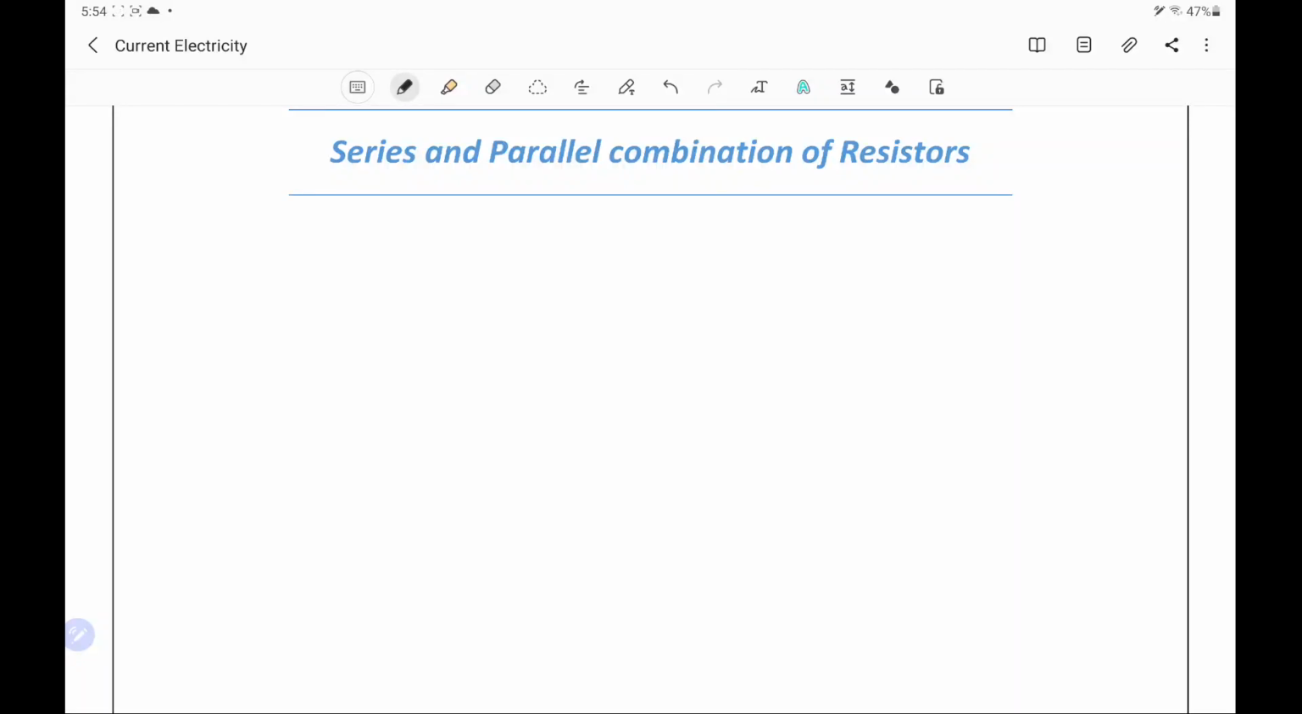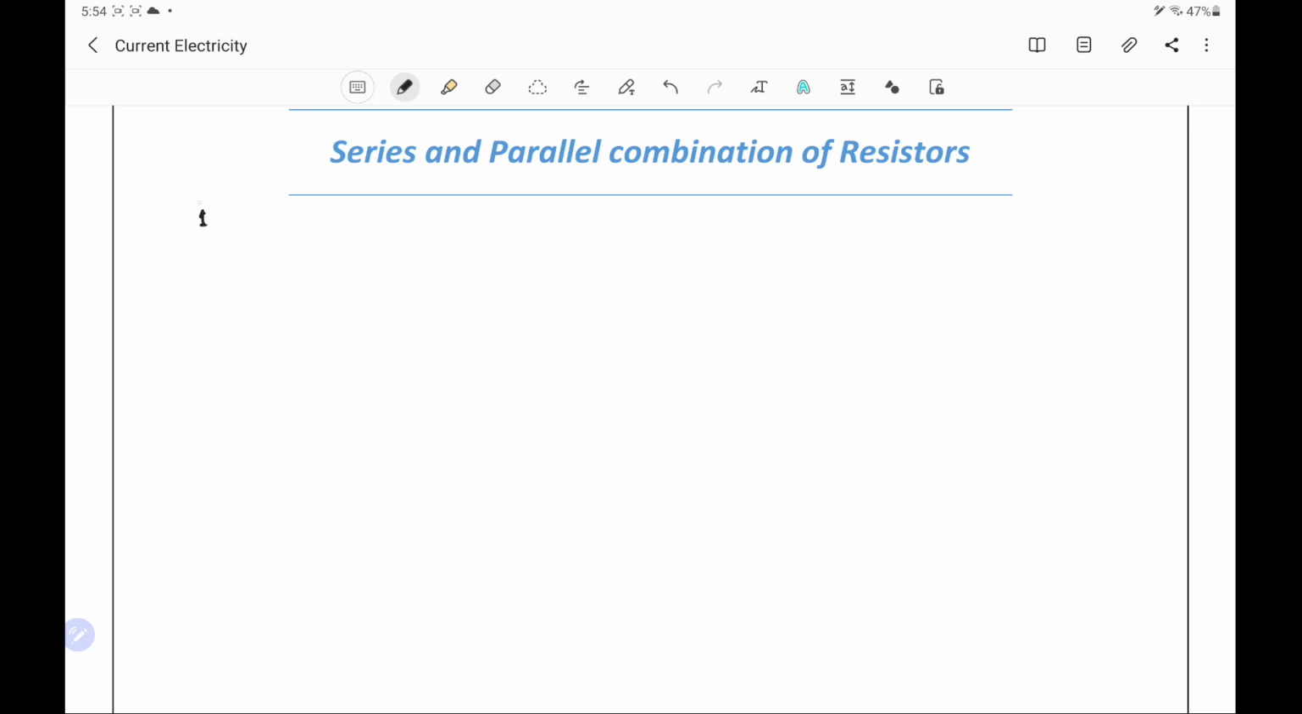We will discuss the series and parallel combination of the resistors. A combination may have a mix of series and parallel. To get the equivalent resistance, we have to identify the resistors in series and parallel. We will find the equivalent resistance of a series combination and of a parallel combination.